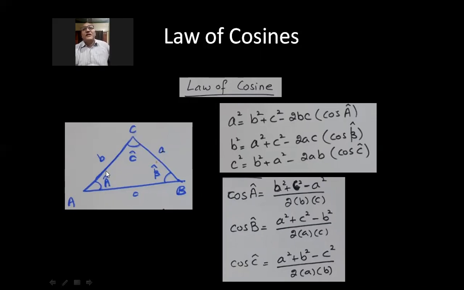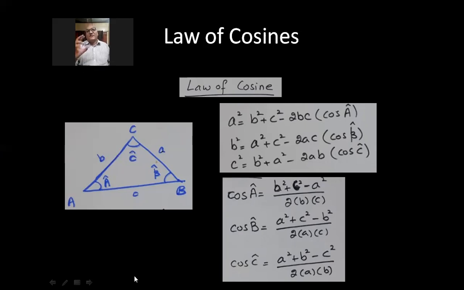For example, if you know this side and you know this angle, you can easily find this side, which is opposite to this angle. The formula will be b square equals a square plus c square minus 2ac cos of B. For example, if you know this side, this side, and you know this angle C, I can find this side, small c. The formula will be c square equals b square plus a square minus 2ab cos of C.